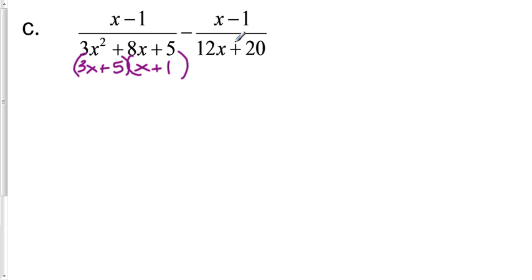And then over here, 12 and 20 have a common factor of 4, and I'm left with 3x plus 5, if you divide each of these numbers by 4. Okay, so I've got the common factor of 3x plus 5 in each one, but over here, I'm missing that 4 out in front, and over here, I'm missing the x plus 1. So here's how you decide what to multiply by. Remember, I need to get these factors to match, and we're looking at the denominators now in factored form.